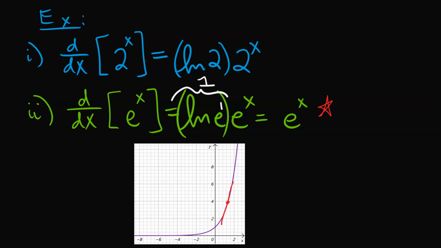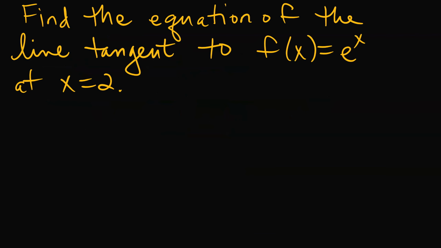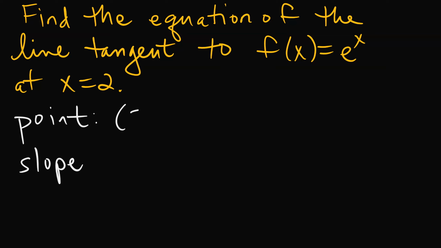Let's find the equation of the tangent line at x equals 2. There's our tangent line; let's find its equation. So let's find the equation of the line tangent to e to the x at the point x equals 2. To find the equation of our tangent line, we need two things: a point and a slope. The point is going to be 2 and then f of 2, plugging 2 into our function, so that's e squared. The slope is the derivative at 2.